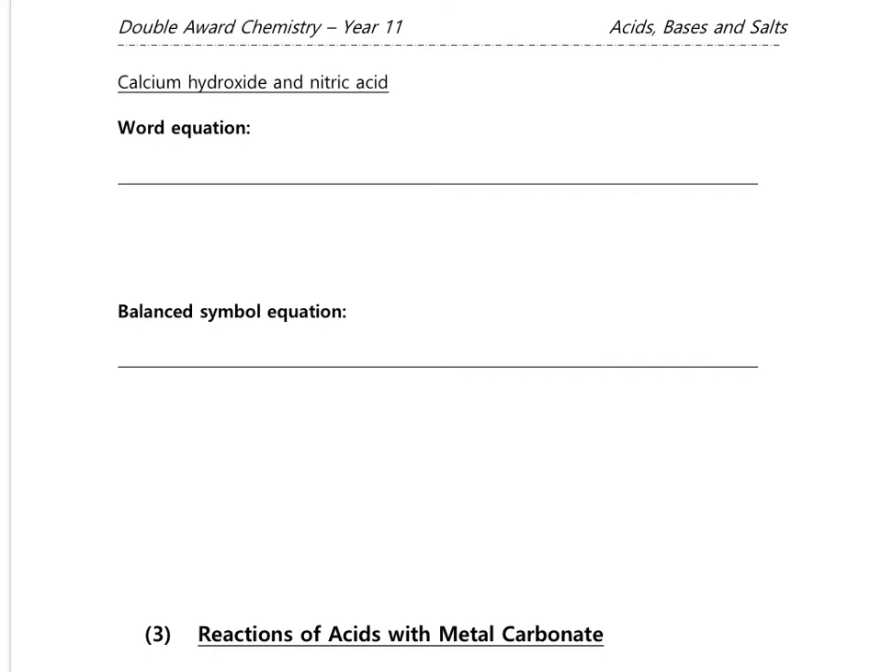And again, you should give this a go before watching the video as to how to do that. You can use the video to help you if you're stuck, but do try and do it yourself. Okay, so this time we have calcium hydroxide reacting with nitric acid. Think of your general equation again. We're going to get a salt and we're going to get water. Our salt this time is going to be calcium nitrate. And our side product is water.